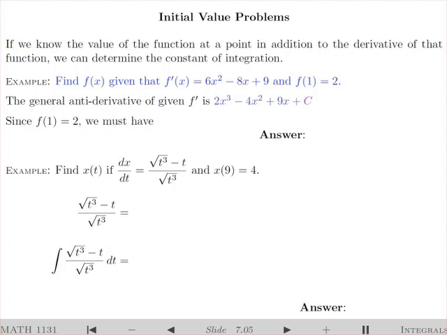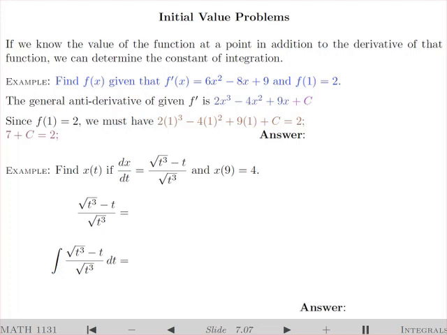Now f of 1 equals 2, which means that if I plug in 1 for x, the function should come out to be 2. So you plug in 1, you get something that involves the constant of integration, c. You set that equal to 2. That gives you an equation involving c, and you solve for c. Of course, the equations in these types of problems will be very simple because you get some number plus c equals another number. If I simplify the left-hand side, 2 minus 4 plus 9 is 7. So the equation is 7 plus c equals 2.